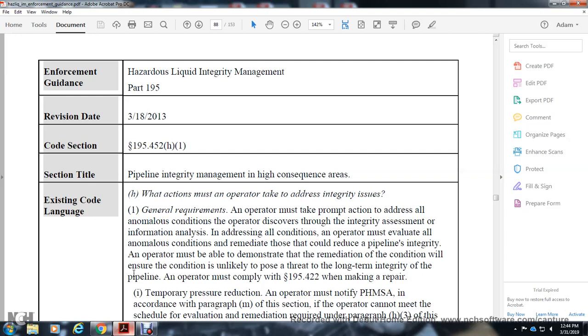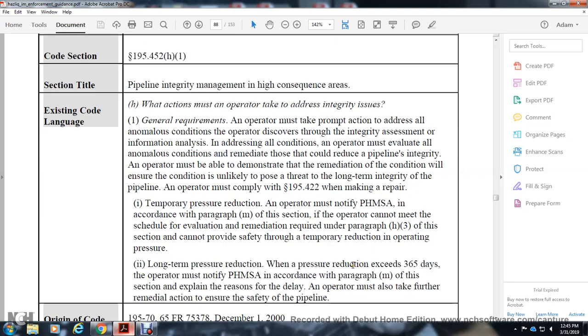General requirement: the operator must take prompt action to address all anomalous conditions that the operator discovers through the integrity assessment or information analysis. In addressing all conditions, the operator must evaluate all anomalous conditions and remediate those conditions that could reduce the integrity of the pipeline. The operator must be able to demonstrate the remediation of the condition and ensure the condition is unlikely to pose a threat to the long-term integrity of the pipeline. The operator must comply with 195.422. Where a repair is temporary, use a pressure reduction. The operator must notify PHMSA.